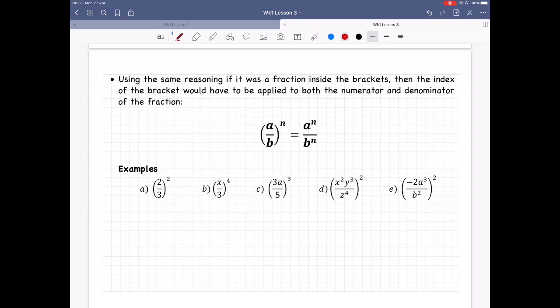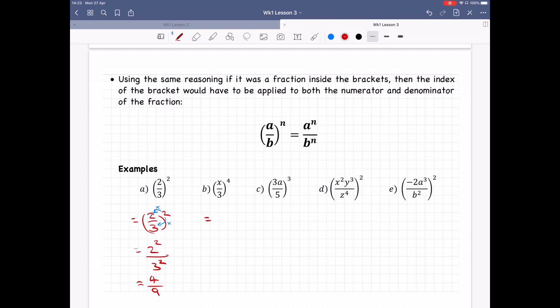Again, looking at a couple of examples here, if we have got 2 over 3 all to the power of 2, then we are going to multiply the one that's already there by that 2. We're going to do the same on the bottom here, and we are going to be left with 2 to the power of 2 over 3 to the power of 2, which gives us 4 over 9.